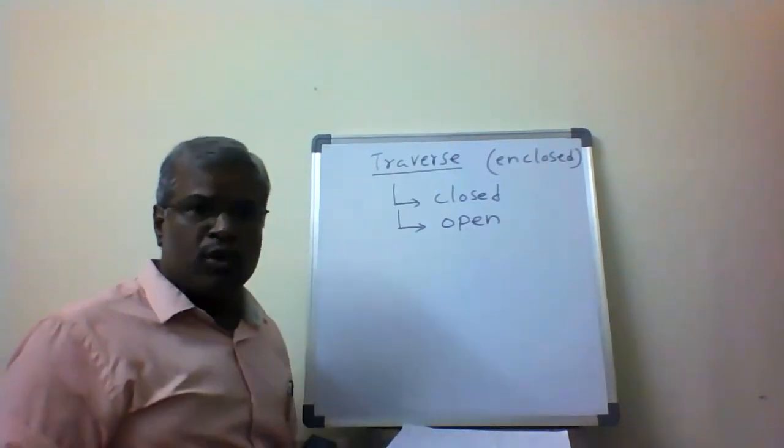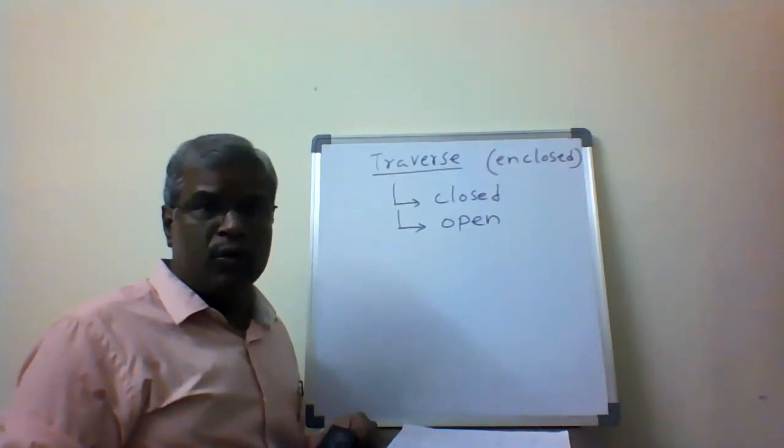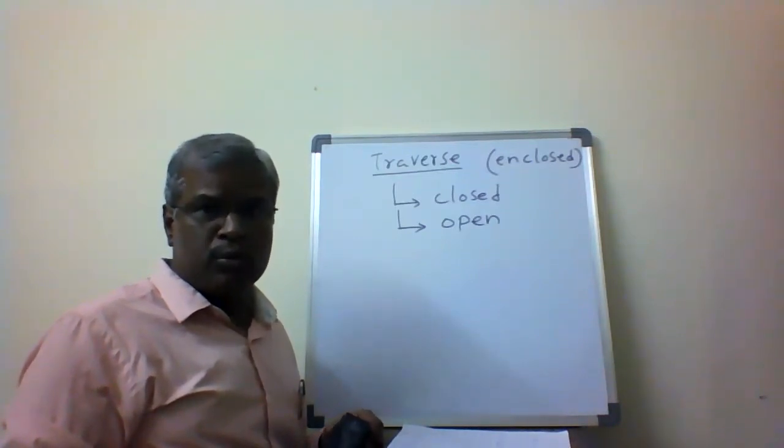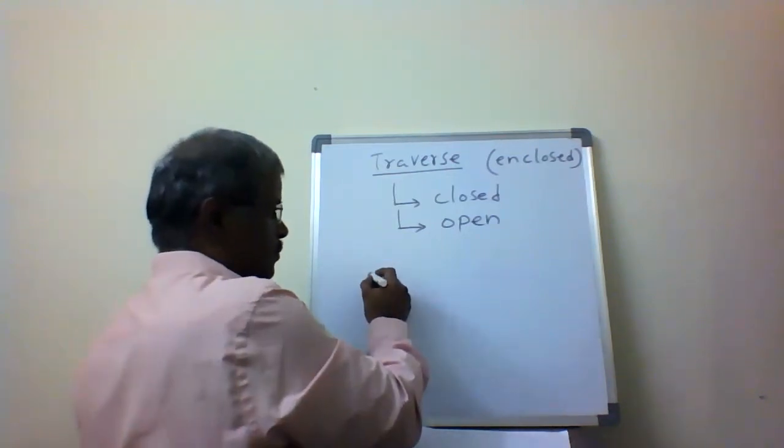Examples are a pond or a ground. These come under an enclosed boundary, as a closed traverse itself. Then there is the open traverse.